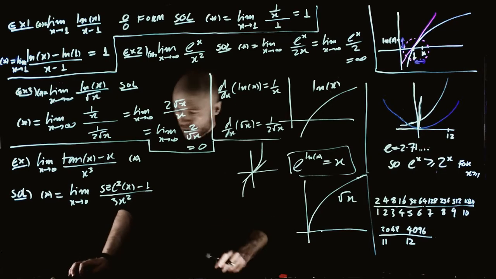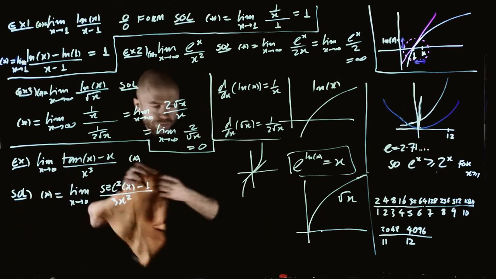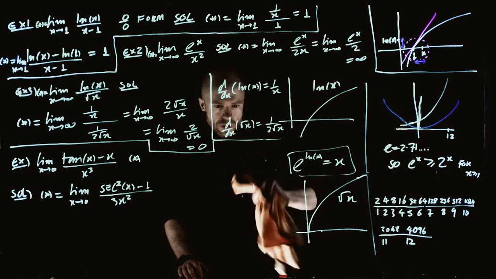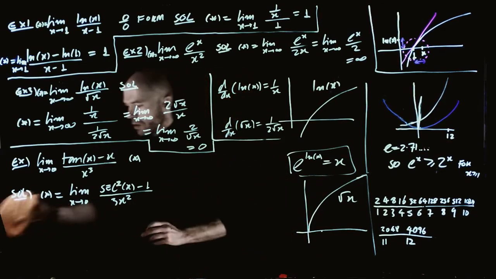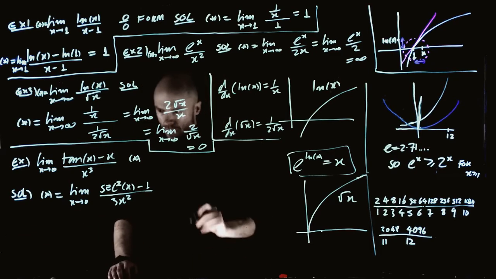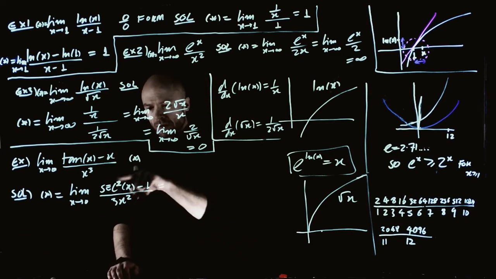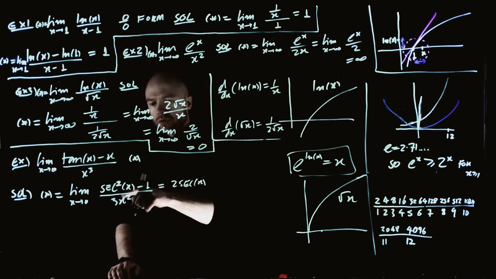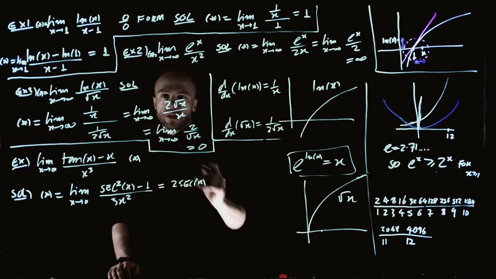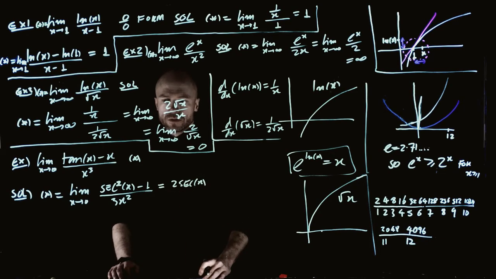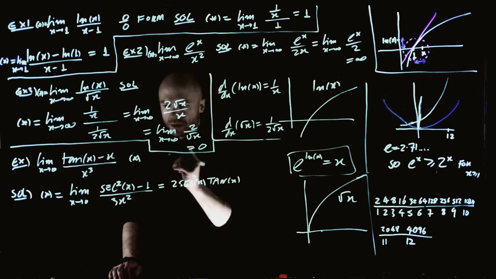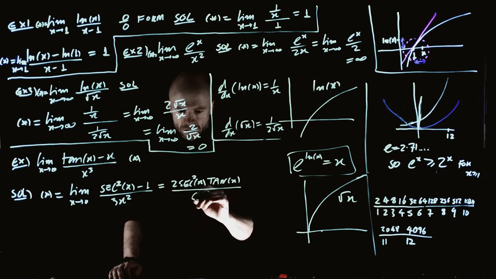So that's what we do. Let me create some space. So I'm going to apply the chain rule. The outer function is squared. So we have 2 sec of x, and then if we differentiate sec, we get sec tan. So we're going to have another power of sec, so we have sec squared tan of x. The 1 disappears, and on the bottom here, I'm going to have just 6x.